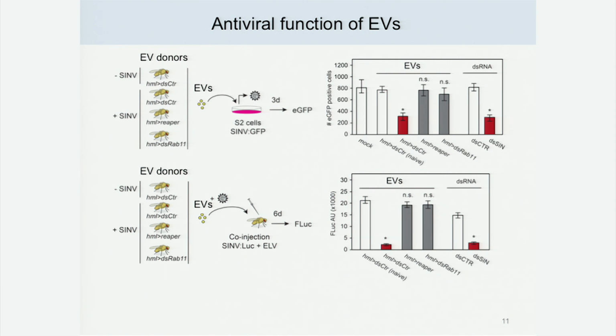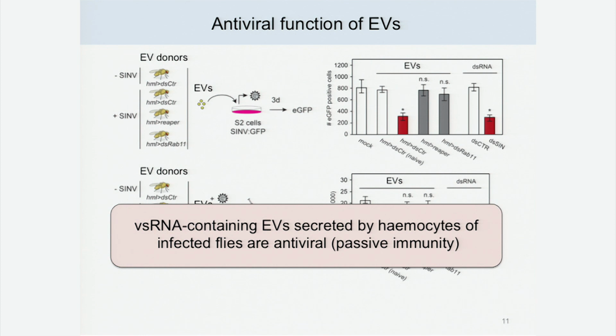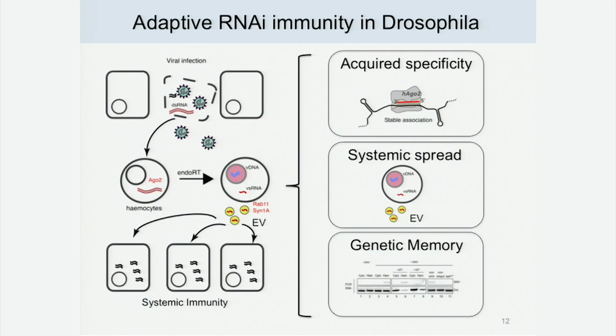And we did the same thing in flies. You isolate these exosomes from infected flies. If the flies were not infected prior to extraction of exosomes, here in white, the control, you don't get protection. But if you infect these flies with SINV, with exosomes from infected flies, then you get strong protection. But if the donor flies were not able to produce exosomes, then you don't get protection. This shows that these circulating exosomes containing vsiRNAs can actually be antiviral and confer passive immunity. So in conclusion, I think I showed you today that there is a bona fide nucleic acid-based adaptive immunity in Drosophila that is conferred and mediated by hemocytes.